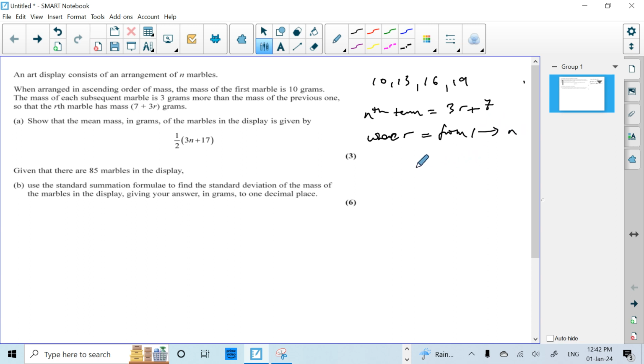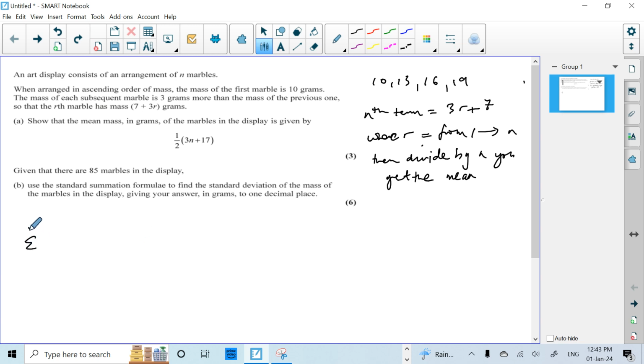And if you then divide the sum by n, you should get the mean. This is the understanding of it. So this is the method that I'm going to use to solve this question, and we can get started with the math, I think.